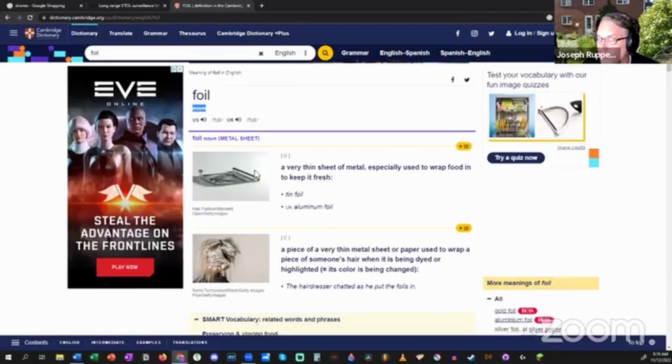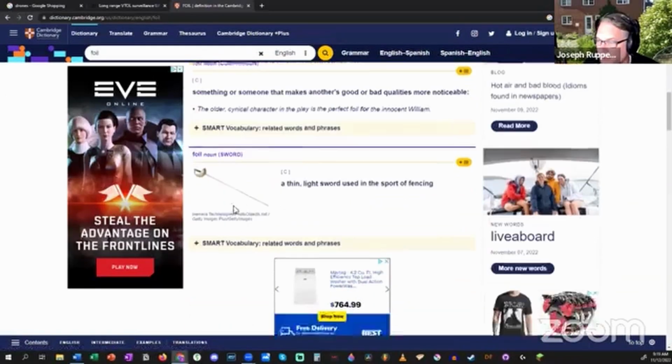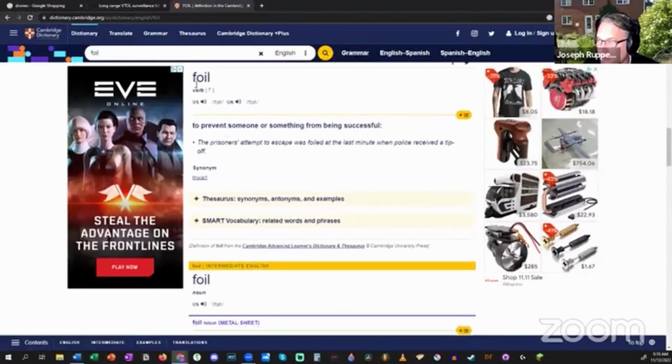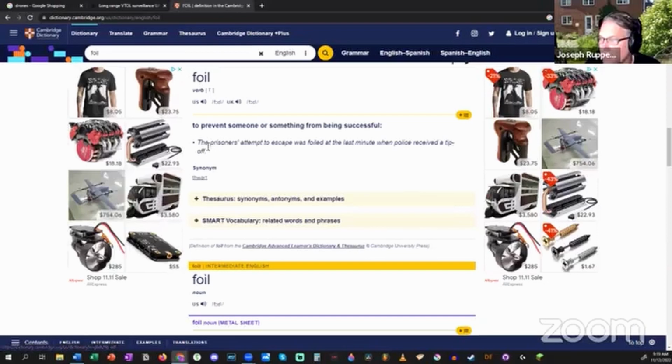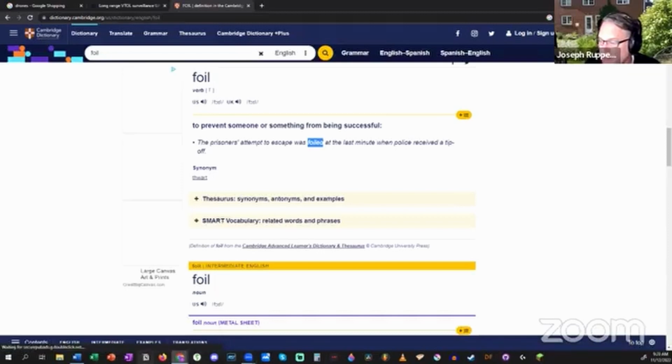Let's take a look at the verb foil, see what we get. Foil. To prevent someone or something from being successful. So basically just to stop somebody from doing whatever they're trying to do. Somebody's trying to do something and you stop it, you foil their efforts. The prisoner's attempt to escape was foiled at the last minute when police received a tip-off. So the prisoner's attempt to escape was foiled, was stopped. So to foil means basically to stop.